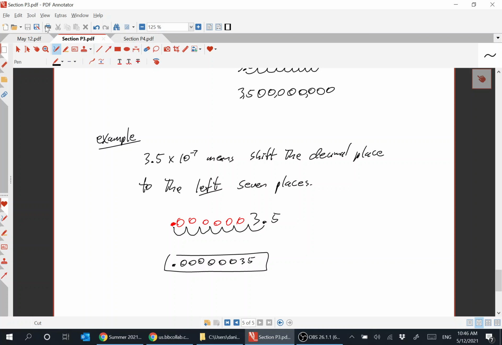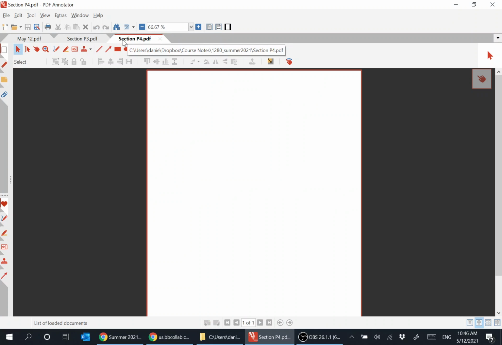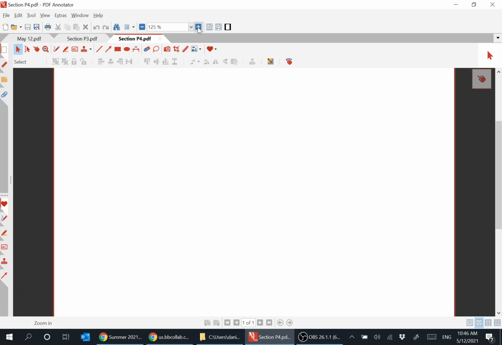All right. What time is it? 10:46. Moving on to section P4. I have notes for it somewhere. Let's see. There it is. So section P4 is on rational exponents.